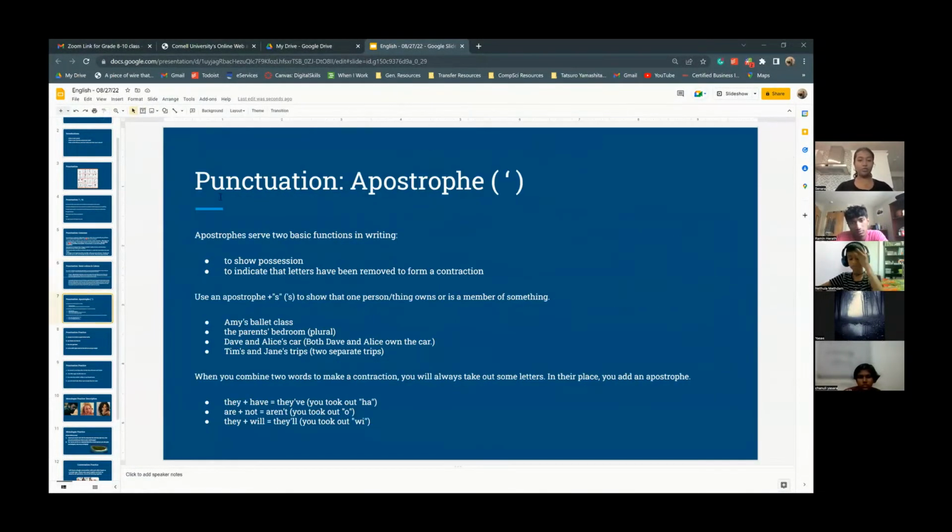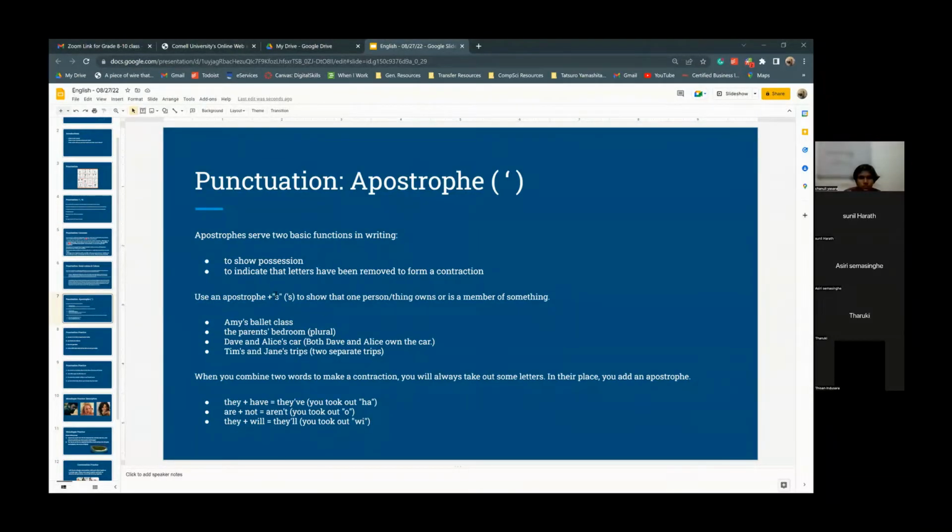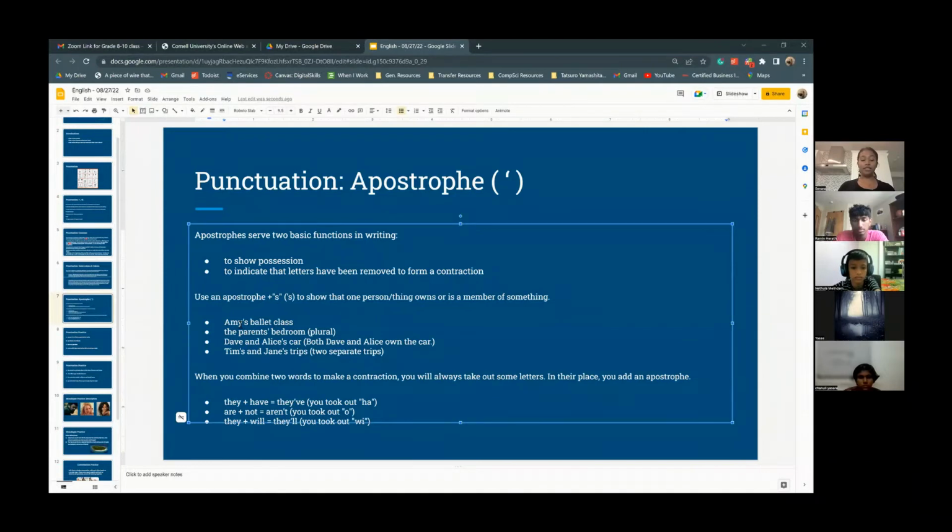All right, let's move on to apostrophe. So there are two basic functions, sorry, not three: to show possession, and then to indicate that letters have been removed to form a contraction, right? And so let's start with the first example, which is using an apostrophe plus S to show that one person or thing owns or is a member of something.